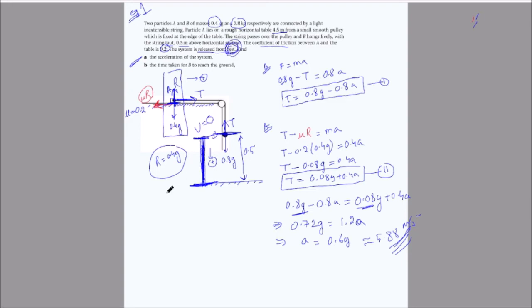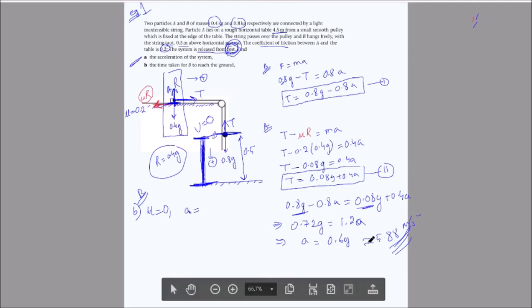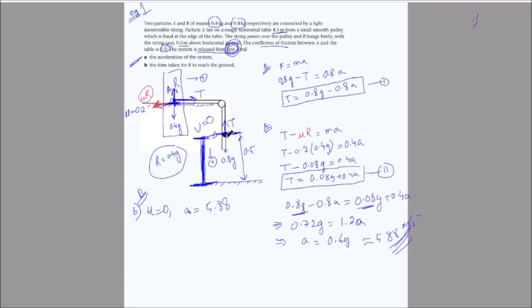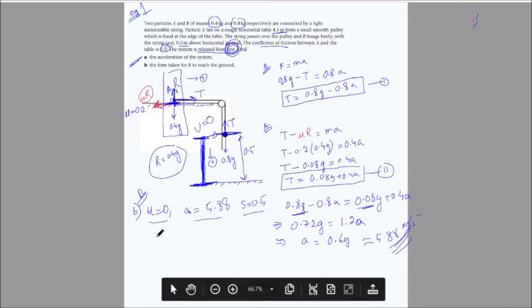They started at rest, so it means u is 0 for particle B. I'm working with particle B. So the initial velocity of B is 0. Acceleration is this one, 5.88, and the distance of B, the height of B above the ground, is already given, 0.5. So using these 3 pieces of information, we can find the time taken for B to reach the ground, right?